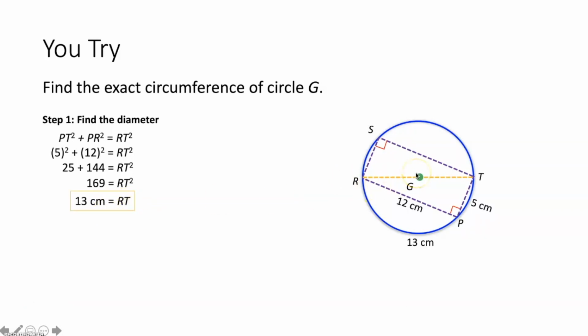So I can now label that over here. But that's not what I'm trying to find. I'm trying to find the exact circumference of circle G. So I can use this now to find the circumference of the circle. Remember, the circumference of a circle formula, there's two. C is equal to pi times d, and C is equal to 2 pi r.